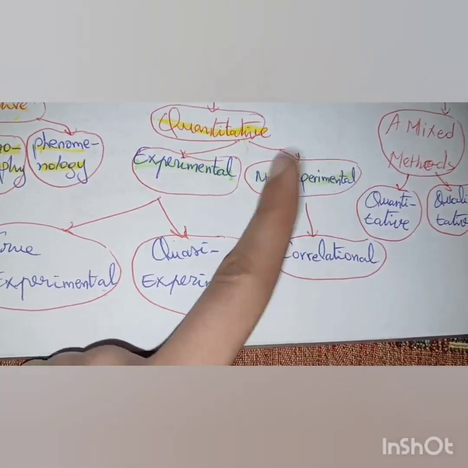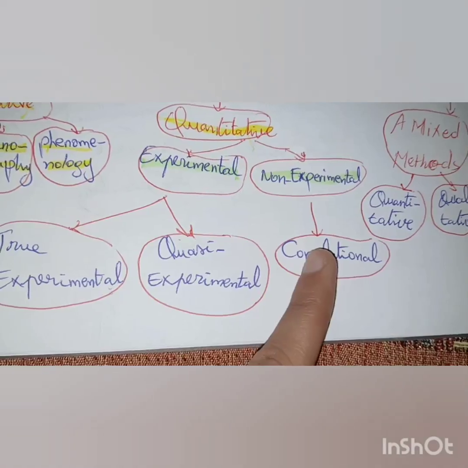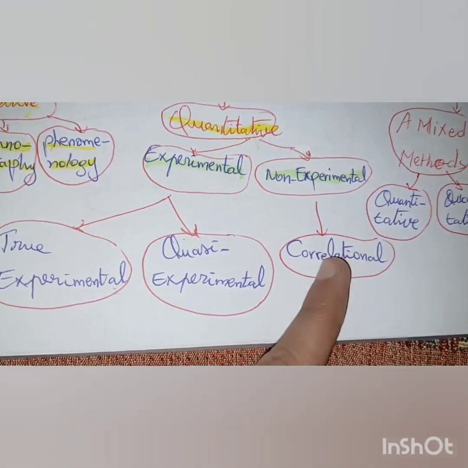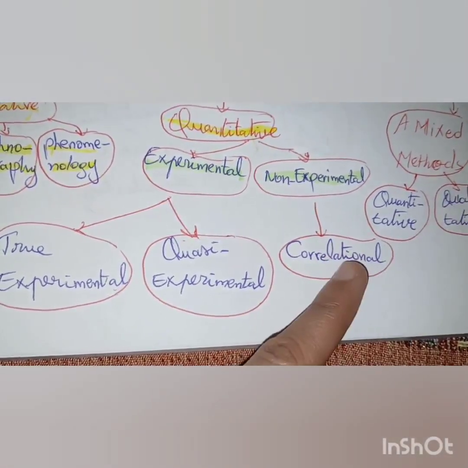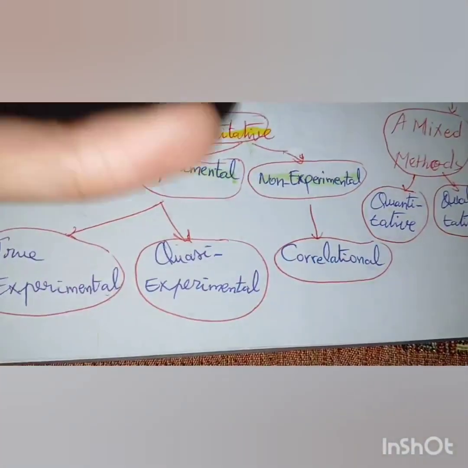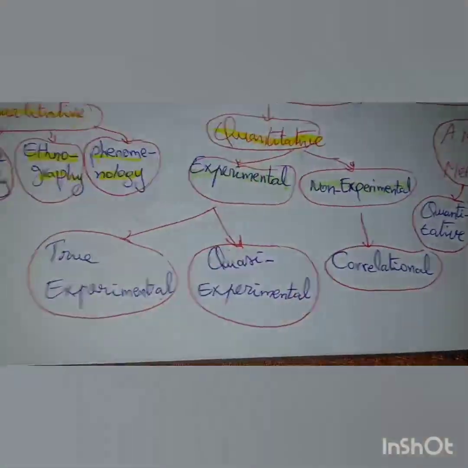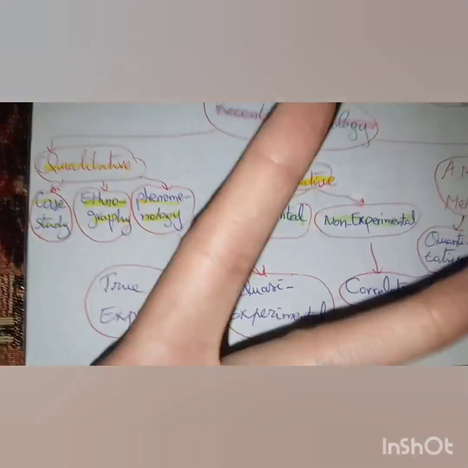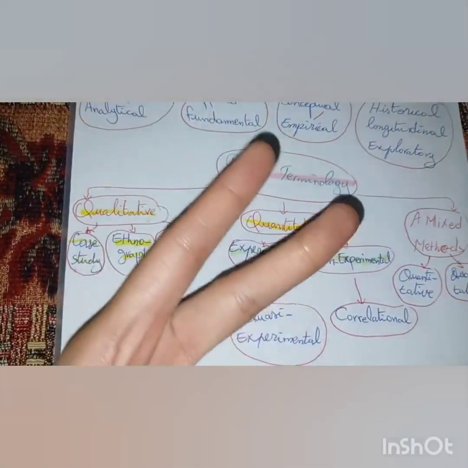non-experimental includes correlational. When you say correlational research, we mean that we have to make a connection between two variables. One of them is separate from the other, and we need to collect them. Correlation.